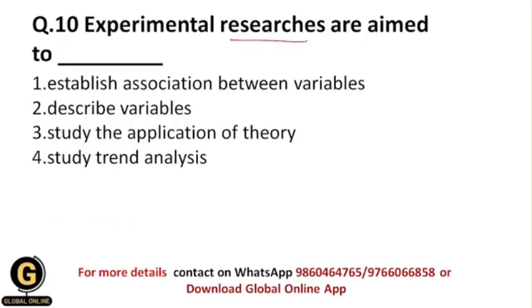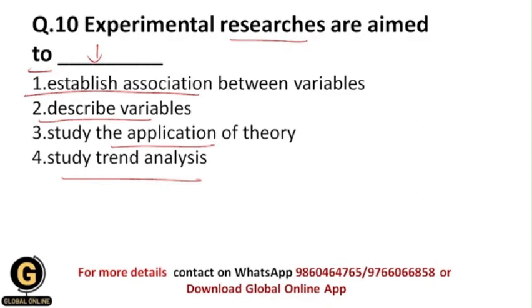Experimental researches are aimed to... So what is the aim of experimental research methods? Establish association between variables, describe variables, study the application of theory, or study trend analysis. That means what is trending in the market, and we are going to study those trends in the market. So we are going to analyze the data over here in the trend market.